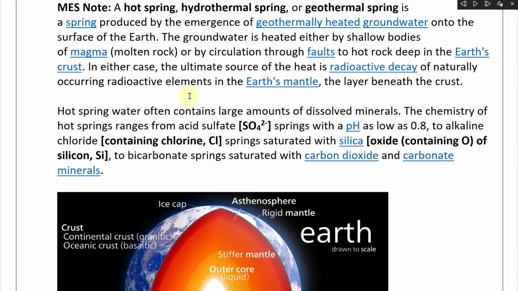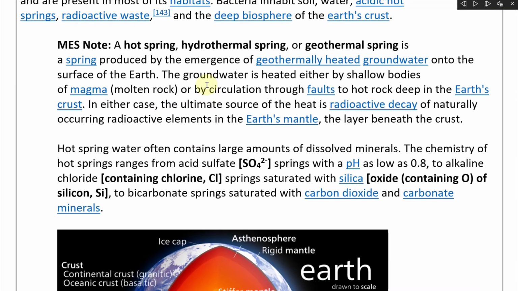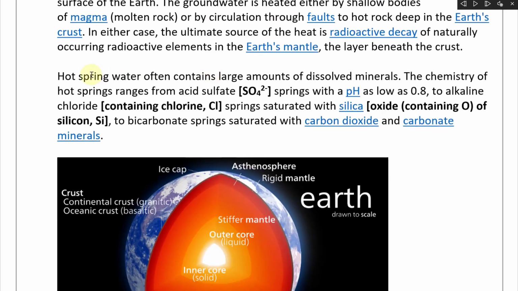Yeah, so basically you have radioactive decay of radioactive elements, or pretty much big heavy metals, and then you get a bunch of energy and a bunch of heat, and you get the rock melted, and it shoots through faults, and they can heat up surrounding water. So hot spring water often contains large amounts of dissolved minerals.